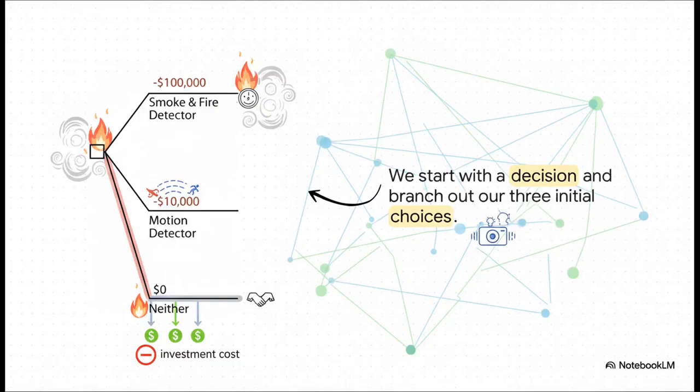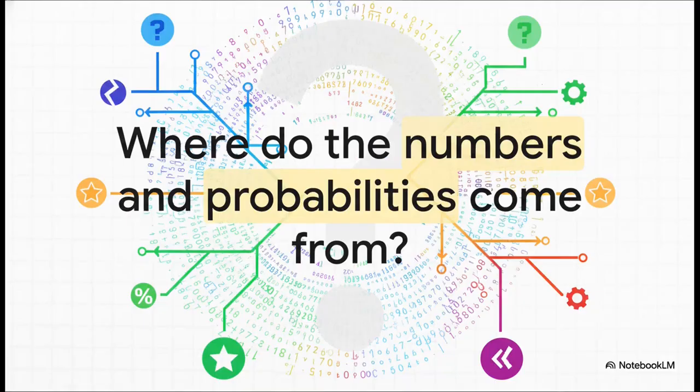Okay, let's start sketching this out. We begin with a square. That's our decision node. From that square, we draw 3 main branches for our 3 choices. Develop a new smoke and fire detector, develop a motion detector, or do nothing at all. So this is where you might be thinking, hold on a minute.